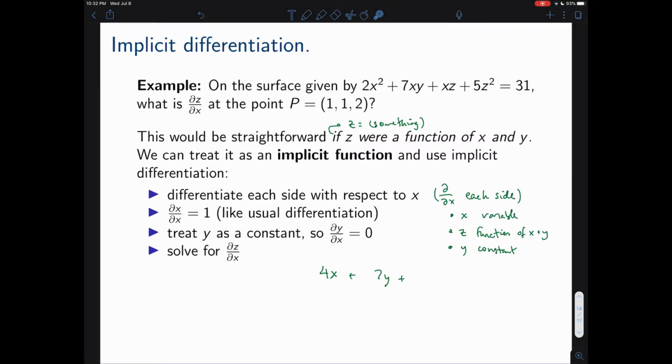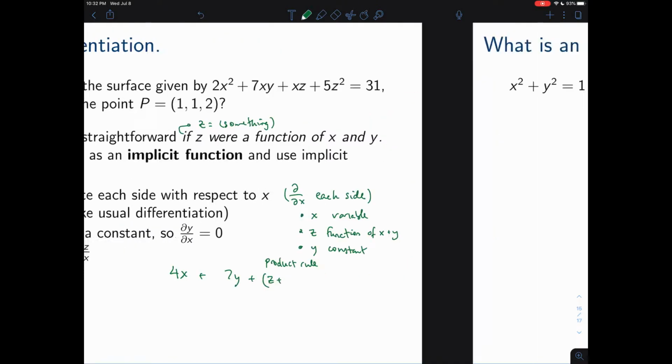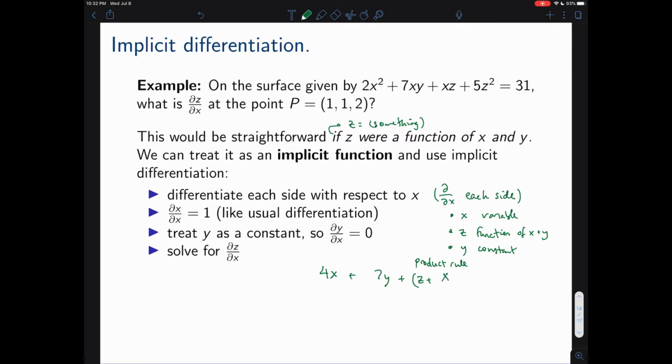Next, for this term, x times z. So x is a non-constant function, and z is also a function. So we've got two functions multiplied together. That's a product of functions, and we have to use the product rule. We would get z when we differentiate the x, and then we leave the x alone and differentiate the z: x times partial z partial x.